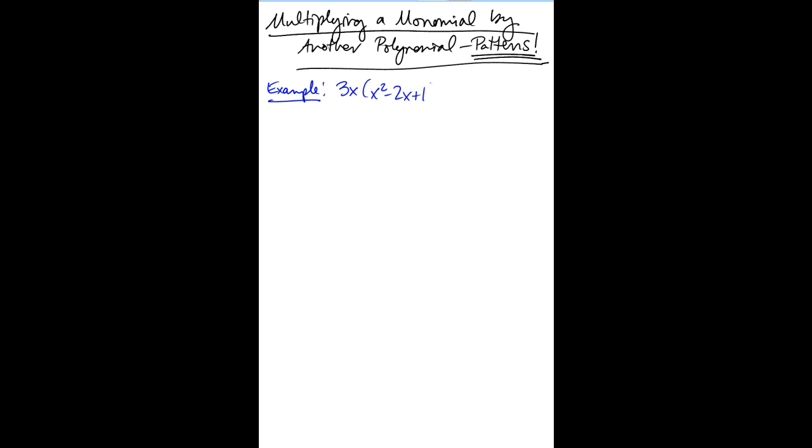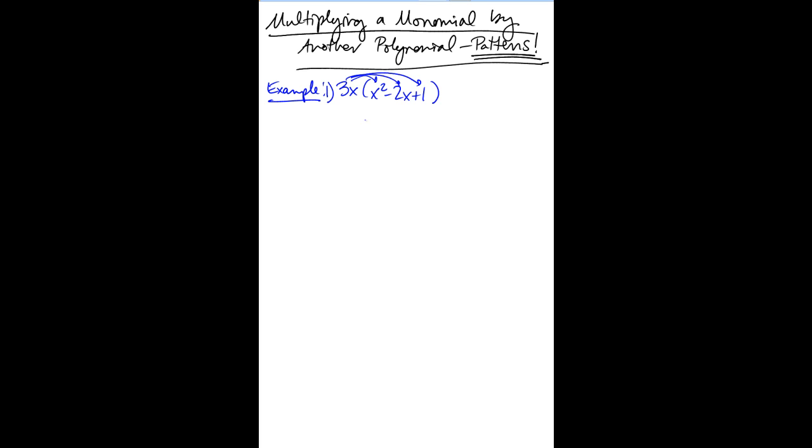Let's look for patterns. What might they be? Well, let's start out by looking at some examples here. For example, let's try 3x, that's a monomial, times x squared minus 2x plus 1. Well, we know how to multiply this out. We just use the distributive property here.